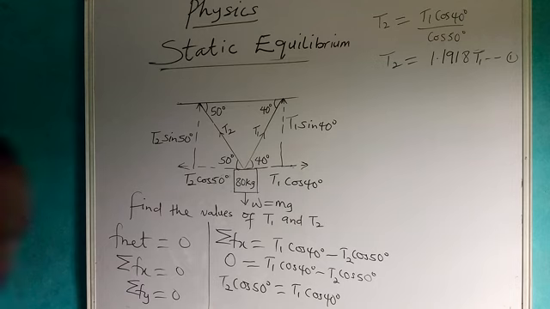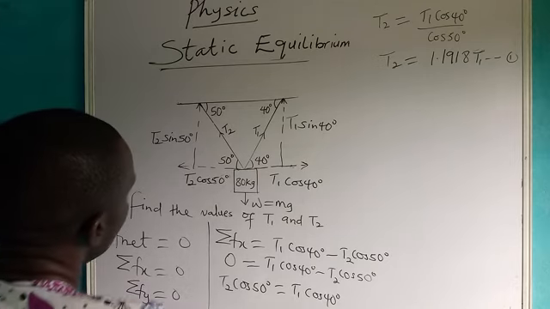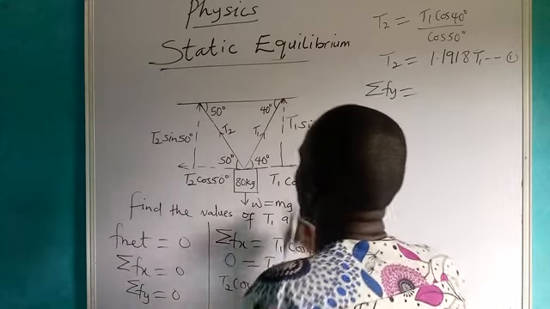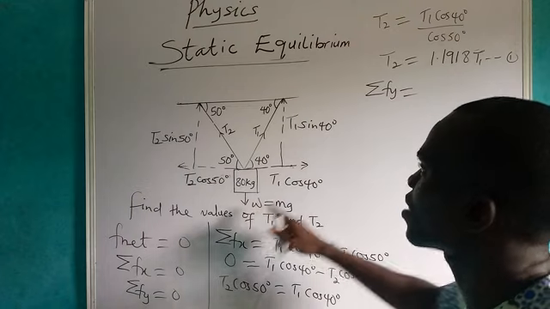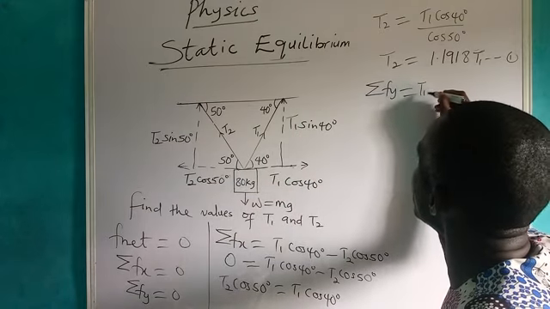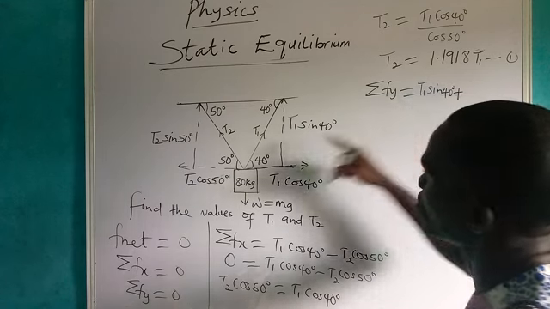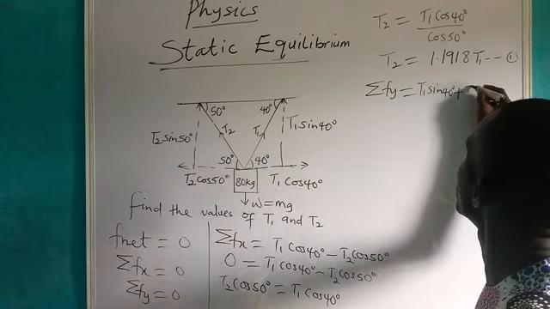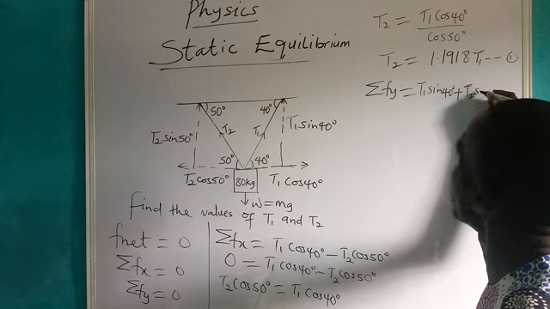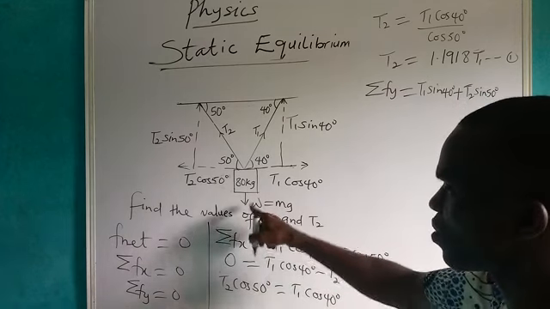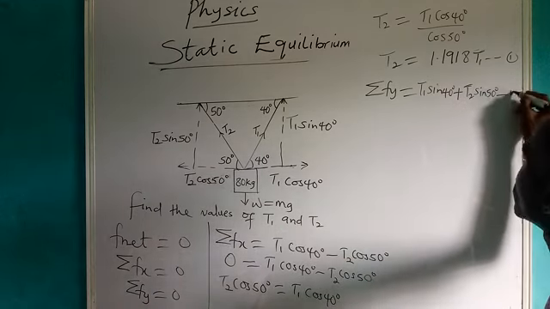Okay, we have resolved the horizontal component. Let us now look at the one that has to do with the y component. It means that sigma Fy, let us see the ones that are vertical. This one is vertical, this one is vertical, this one is vertical. This one is positive, T1 sine 40 degree, plus this one is also positive, T2 sine 50 degree. And this one is downward, you can see the weight force, minus W.